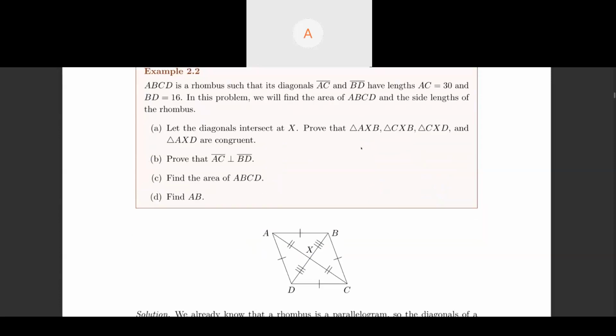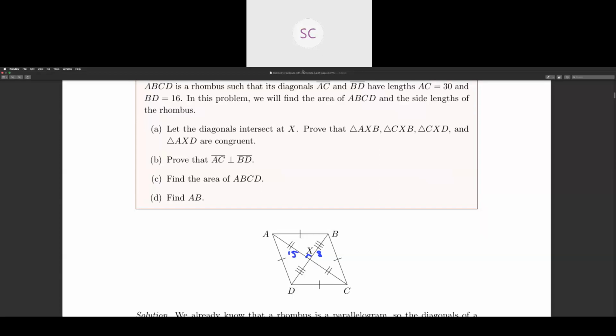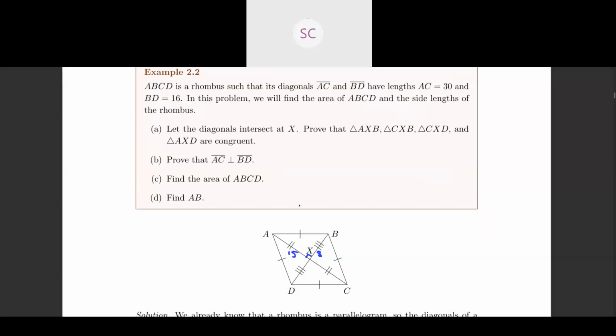Okay, so I'm going to label some things. If you're stuck, look at this diagram. We know AX and XC must be the same because the diagonals bisect each other. Given AC is 30, this must be 15. Similarly, since BD is length 16, this must be 8. And we already proved that this must be a right angle. So I think it should be somewhat obvious from here how to proceed with C and D. I'm giving you guys about 1 minute to go ahead and try to solve this problem.